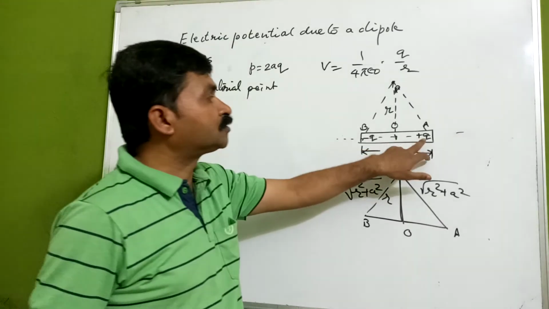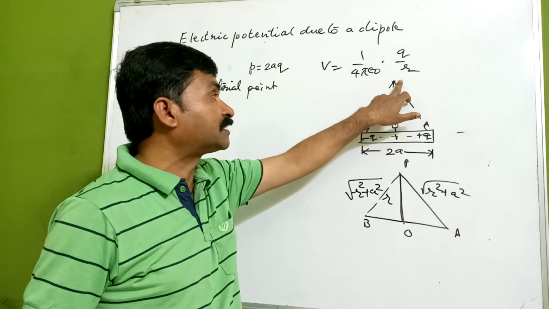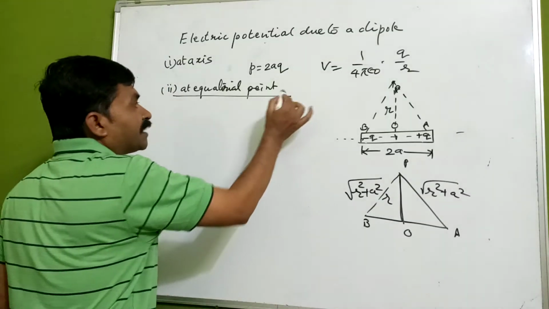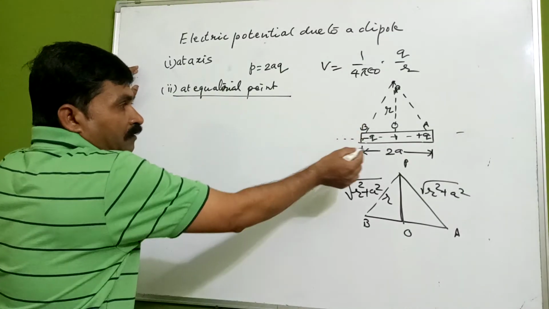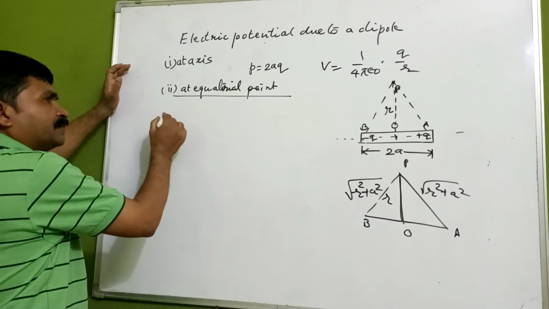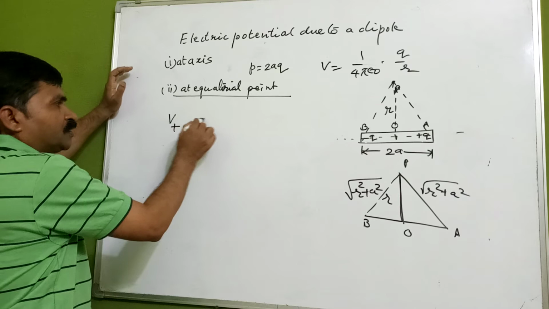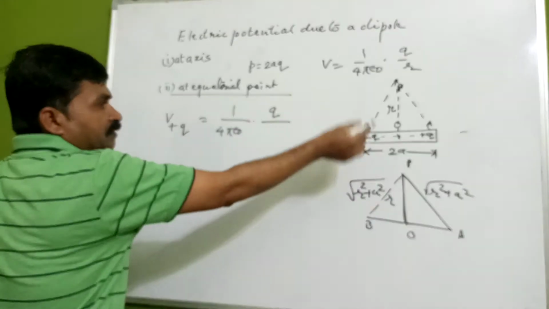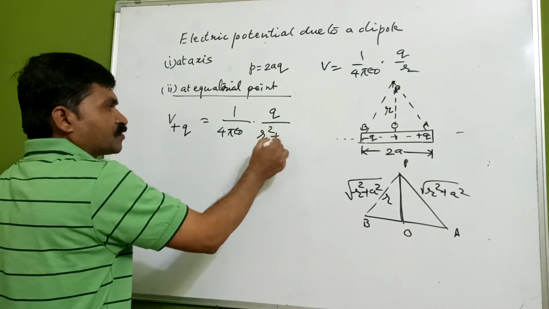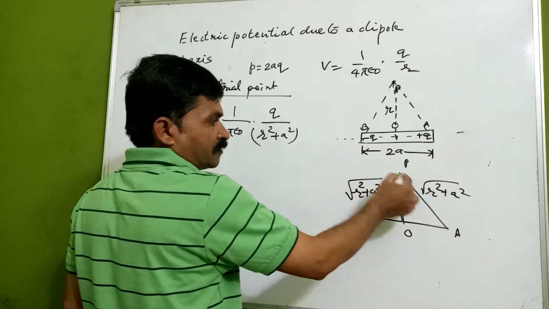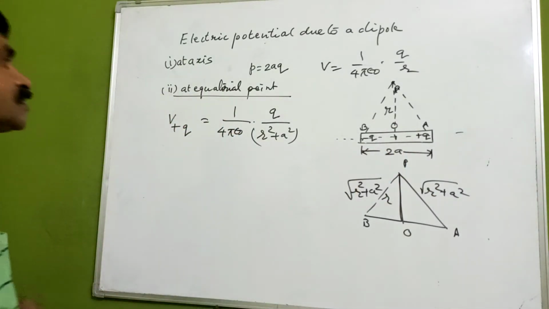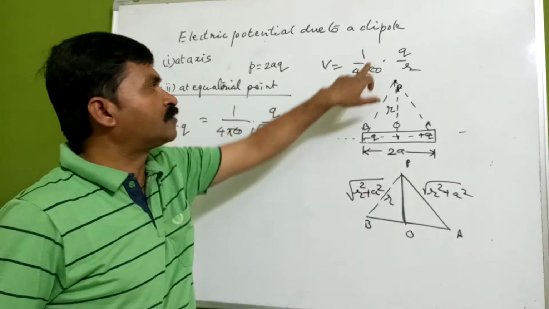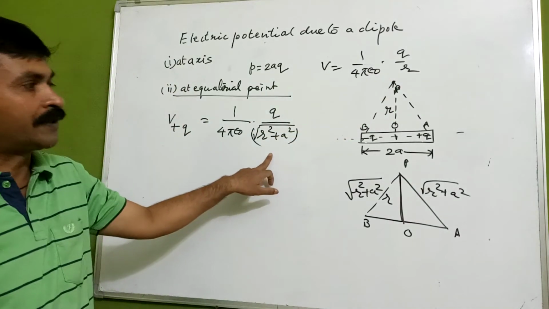Now because of the positive charge there will be an electric potential, and because of the negative charge there will be an electric potential. So we are talking about an equatorial point. So here, V due to positive charge Q is 1 upon 4 pi epsilon naught into Q upon this distance, that is under root r square plus a square. Electric potential is 1 upon 4 pi epsilon naught Q upon r. That formula we are going to apply here.